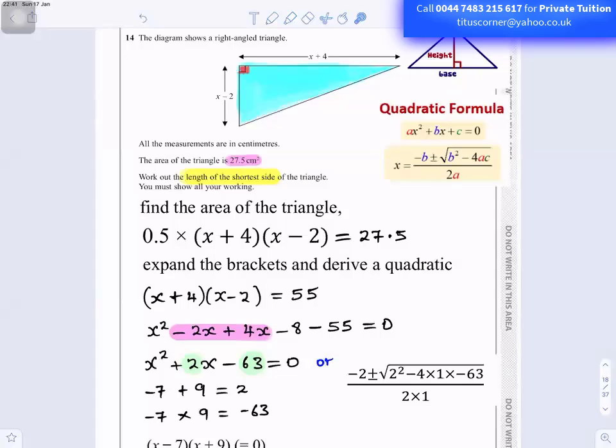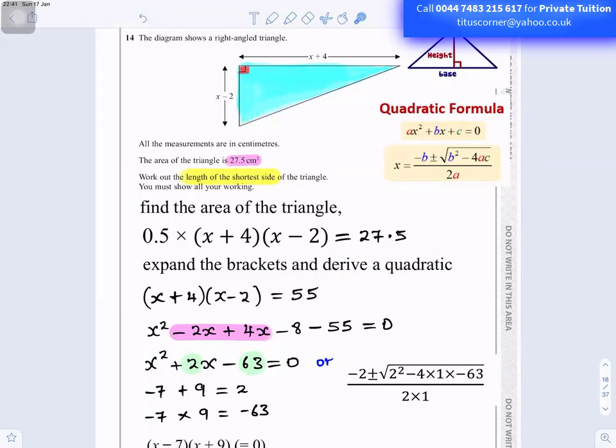So to find the area of the triangle, half times the base, which is x plus 4, times the height, x minus 2, is equal to the area, 27.5. Now, we need to expand these brackets and derive a quadratic equation.